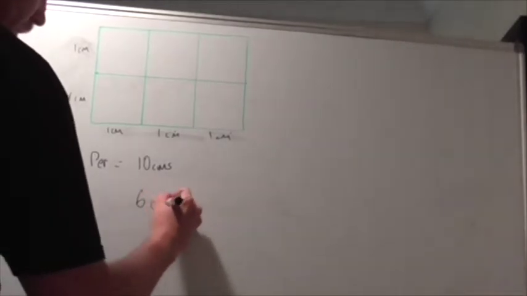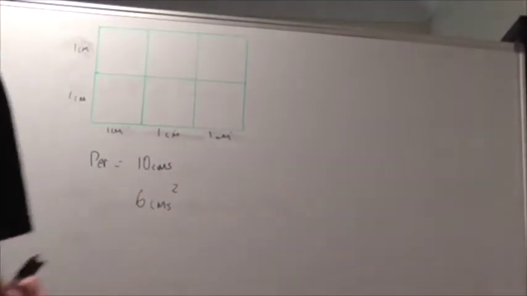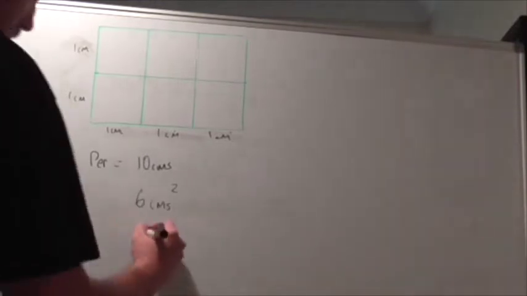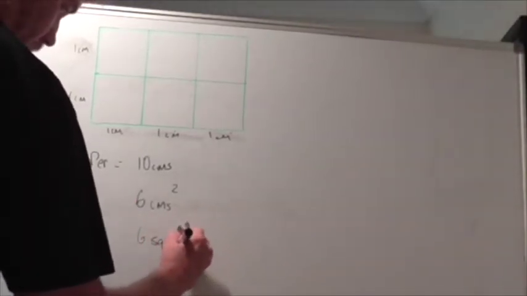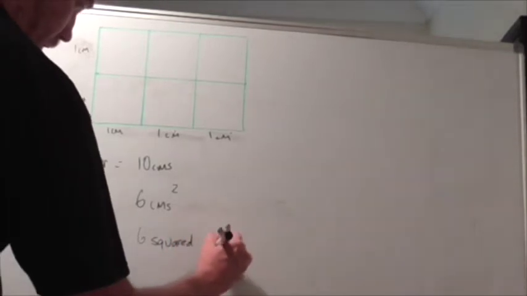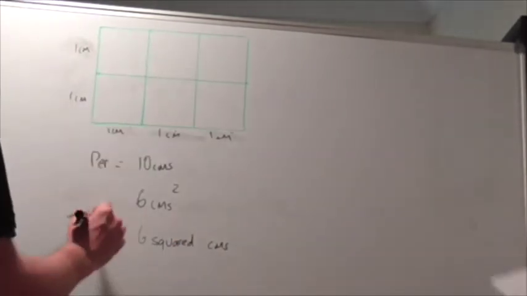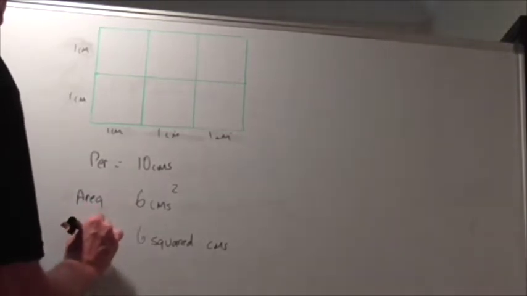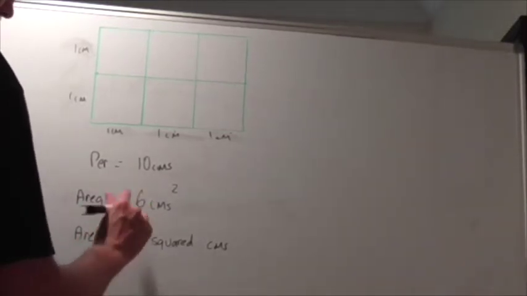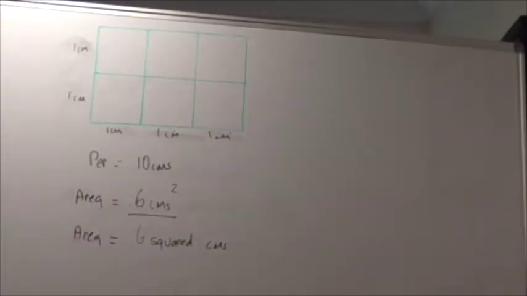Now that is written cm squared, like so. Or you could just as equally say 6 squared centimetres. I'm not going to spell the full word. And this is your area. Now in mathematics, that's the way we write it. Now, we then associate a formula to these things.